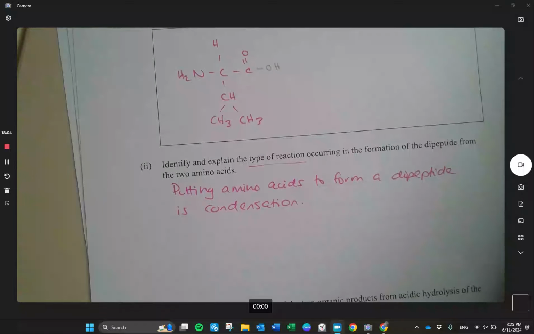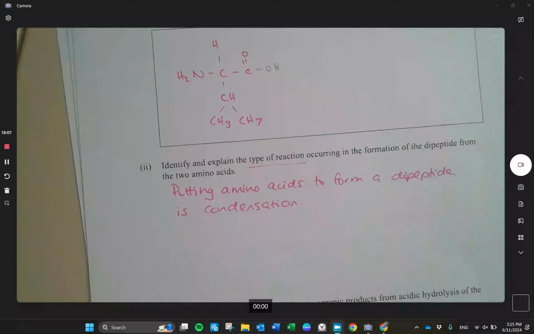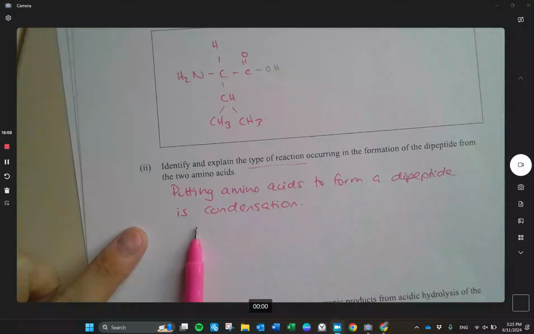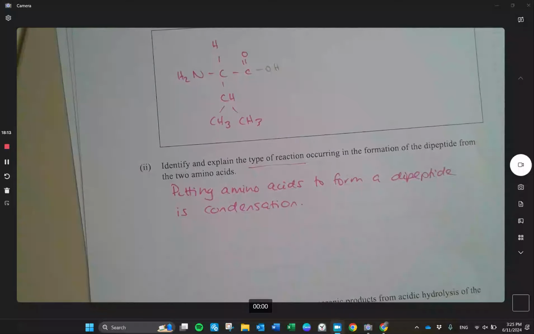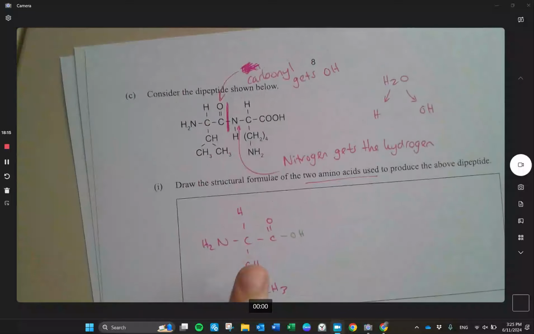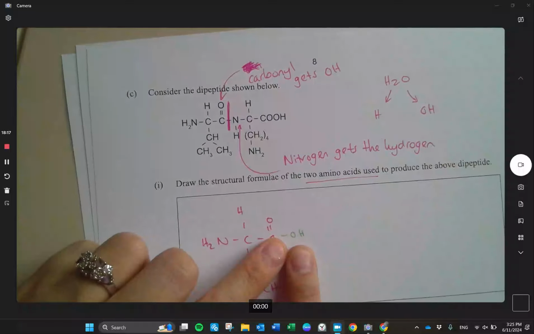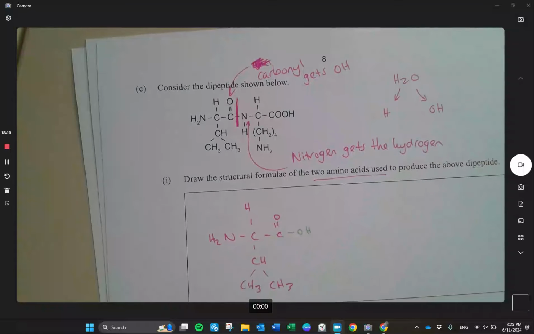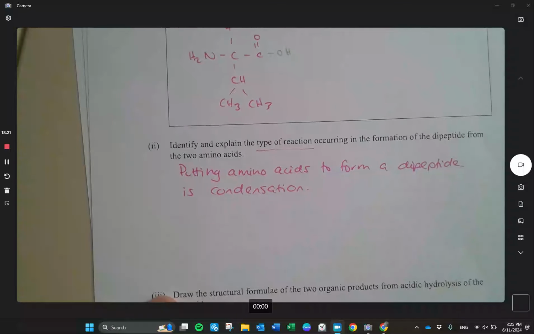I would take the OH and I would take the hydrogen. That's why we call it condensation. If I was doing the reverse and I was breaking it, that's hydrolysis. So you're taking water to break it. Hydrolysis. Hydro is water, lysis to break. Okay? So that's just a definition thing. So just memorizing your definitions.